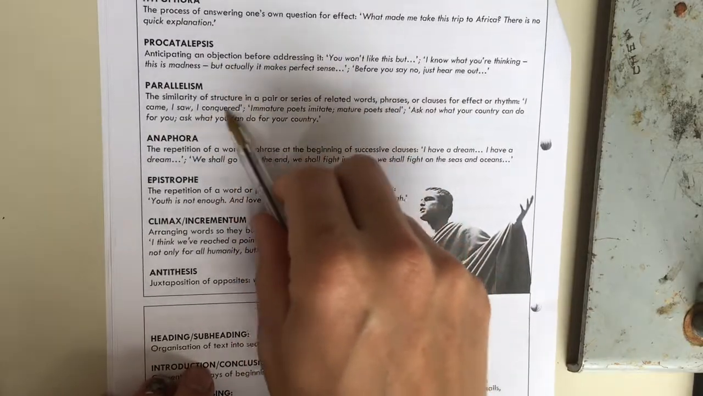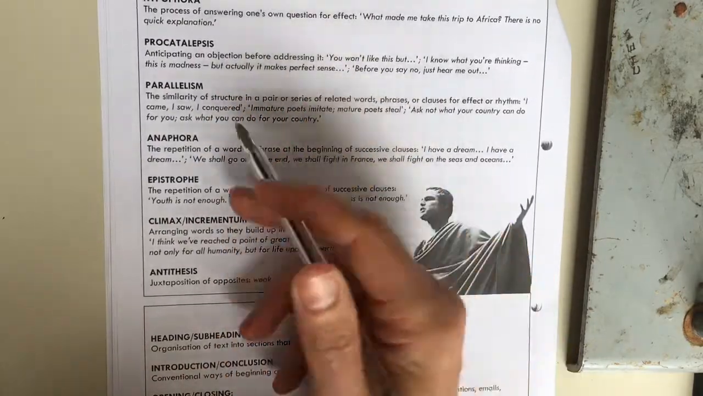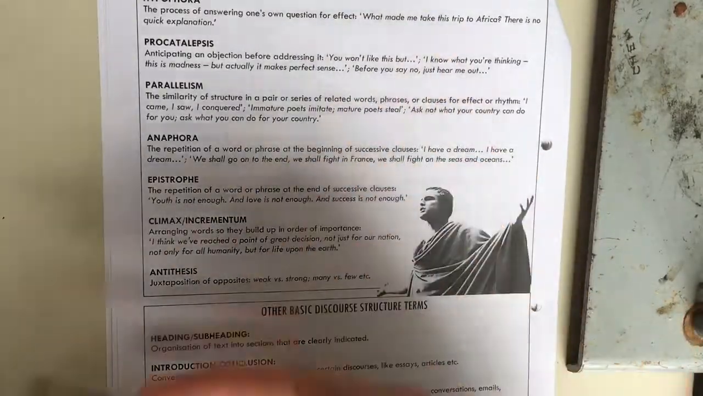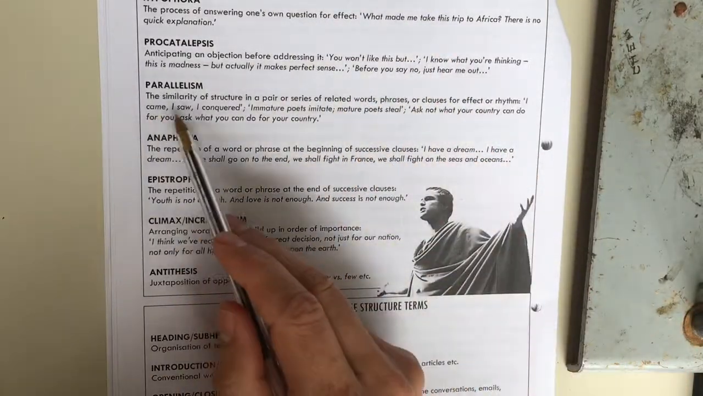Parallelism literally means anything where we have a repeated structure in syntax, or a pair of words or phrases or clauses, for effect. Often you get rhythm as well. So, I came, I saw, I conquered.